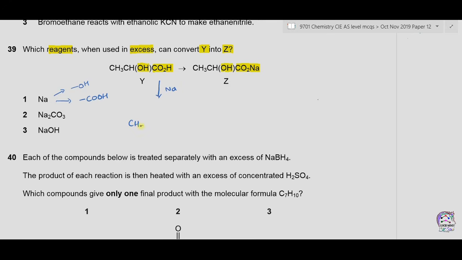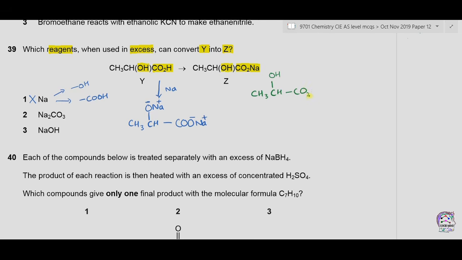We have CH3, then CH, and the OH that was attached to CH will convert into an alkoxide having sodium and oxygen, and CO2H will convert into a salt of sodium. So option 1 is incorrect. Option 2 is sodium carbonate. Now as we know, carbonate reacts with acid to form salt, water and carbon dioxide. Let's draw this structure.